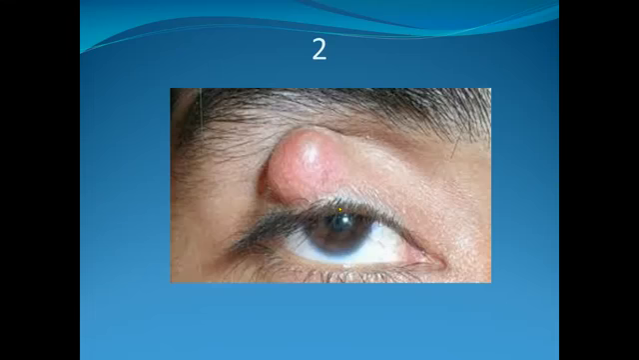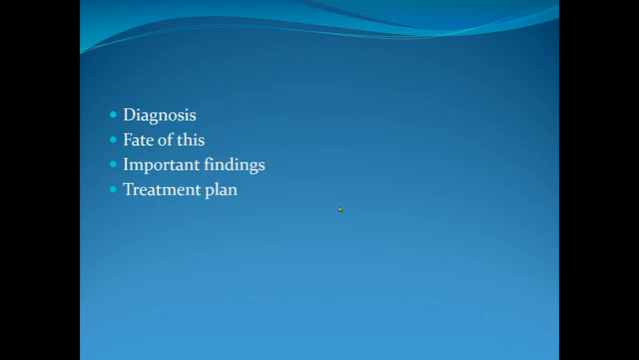These are pictures of chalazion in the upper eyelid, and the question may be related to chalazion or eyelid. So diagnosis: chalazion. The fate of this: there may be spontaneous resolution, there may be infected chalazion known as internal hordeolum, there may be calcification, there may be malignancy. Important findings: on inspection, there is a swelling away from the lid margin. These are painless and non-tender.